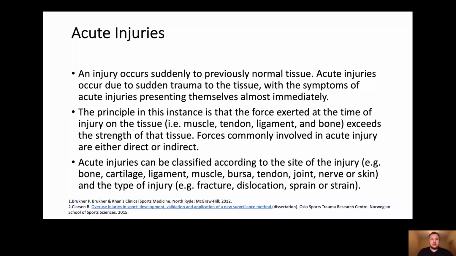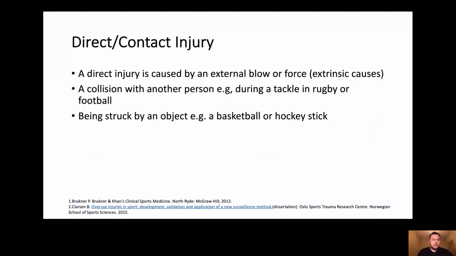Yes, and these acute injuries can be classified as direct or indirect, but we will talk about it soon. So direct or contact injury is usually the situation on the court when we have an external blow or force, the extrinsic causes, maybe a collision with another player or another object. So actually this is the situation when there is contact with someone, a human, or something else, just jumping on the ball or something like this. So it's called direct or contact injury.